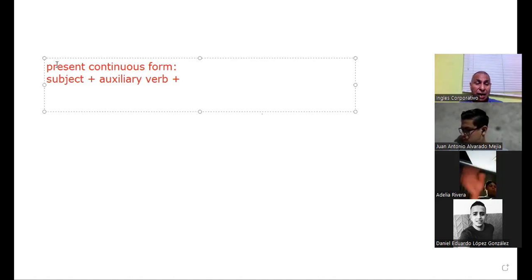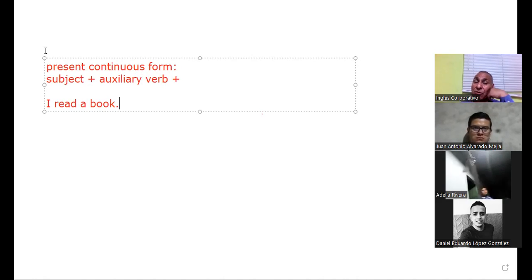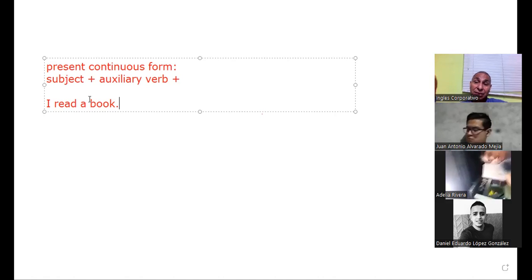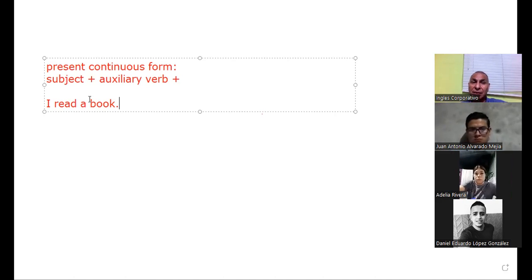Como por ejemplo, si yo dijera I read a book. Read es el verbo de la oración, el main verb de la oración, porque esa es la acción que estoy haciendo. Pero en el caso de present continuous, el verbo auxiliar está auxiliando los demás verbos. Por eso es que auxilia al gerund, al ing. Entonces tenemos el subject plus auxiliary verb plus ¿qué? ¿Qué más tenemos? Vean las oraciones que hemos escrito.